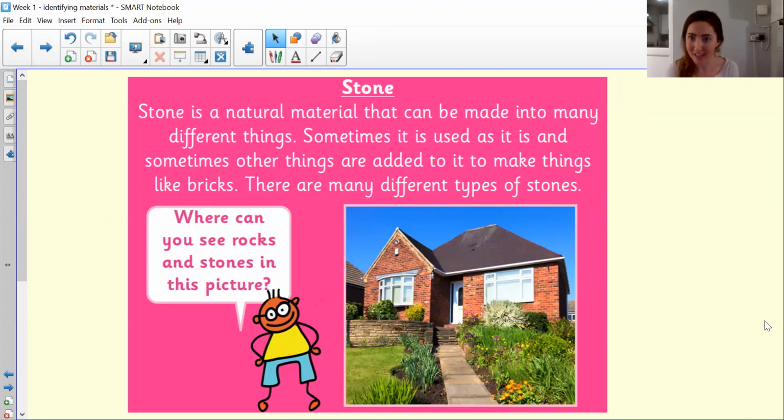Okay, stone is a natural material that can be made into many different things. Sometimes it's used as it is, and sometimes other things are added to it to make things like bricks. There are many different types of stones. Now look at the picture here of this house. Where can you see rocks and stones in this picture? Pause here.